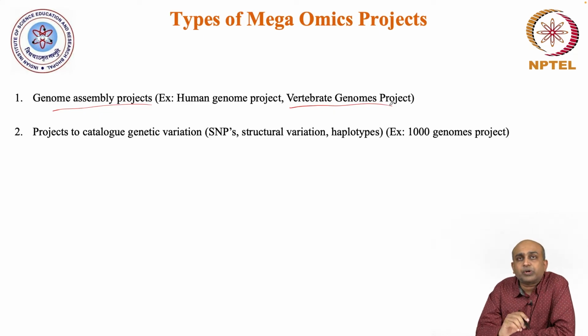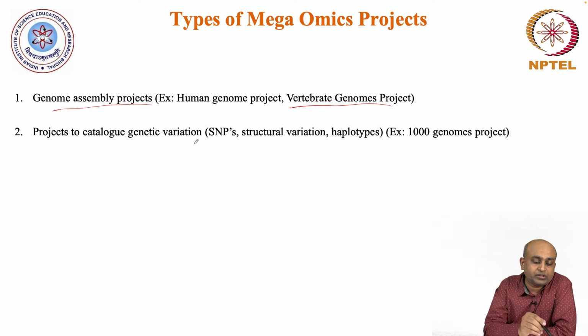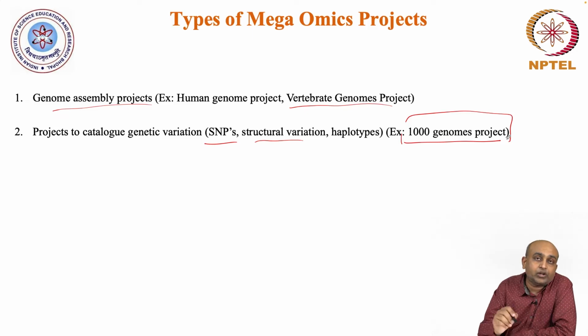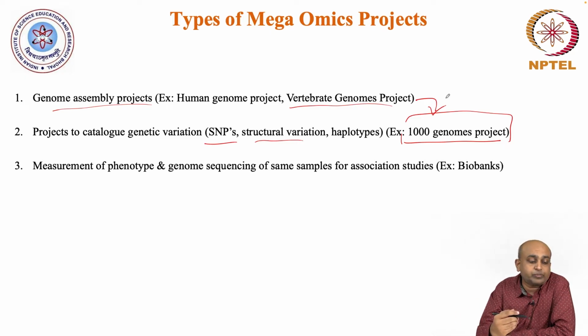You can also have projects to catalog genetic variation. It could be single nucleotide polymorphism, structural variation. It could be characterizing the entire haplotype. For example, we talked about the 1000 genome projects where the goal was to sequence 1000 human genomes. But of course now you have projects which are aiming for larger and larger number of individuals and larger sample size when they are cataloging genetic variation. Of course this is a step that happens after the genome is available. Then the next step probably is to catalog variation across large number of individuals.